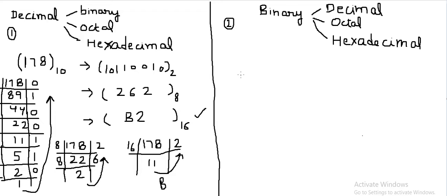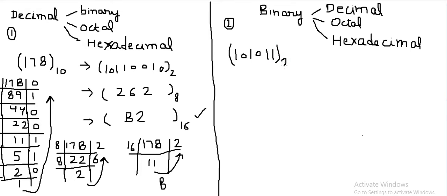Now look at the second portion of this lecture, in which you are given a binary number, and you have to convert this binary number into decimal, octal, or hexadecimal. So how can you do that? It's just the opposite of this. Let's take an example. You can write this binary number, 1010 1111.